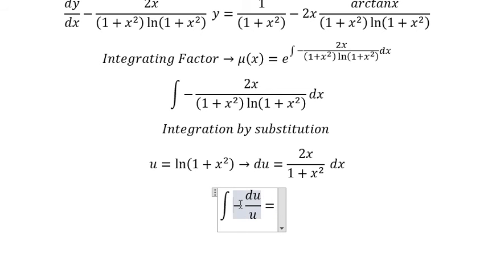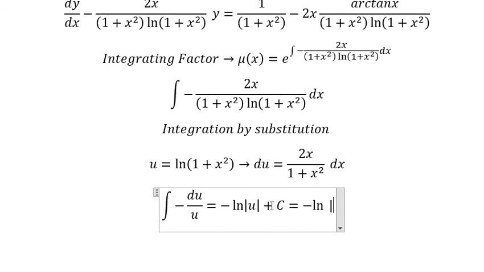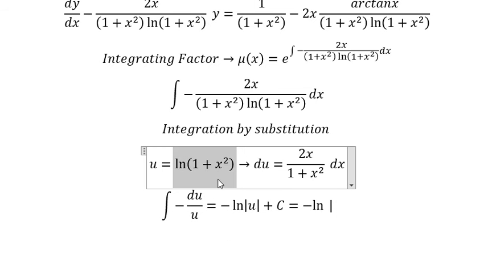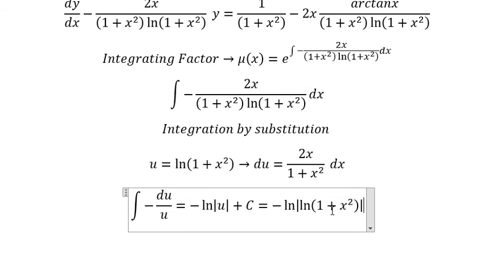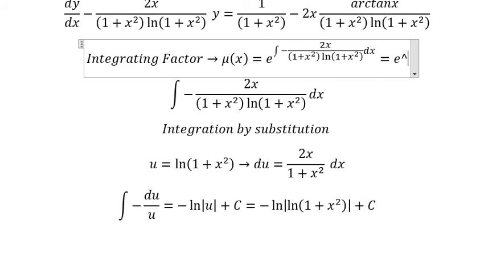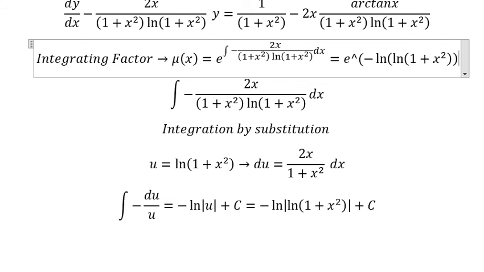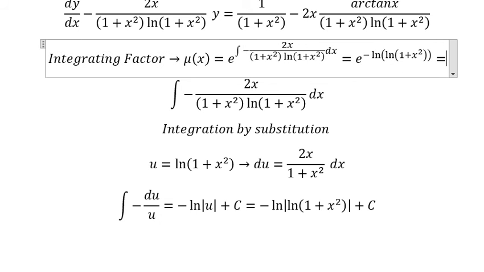So the integration of this one, we have negative ln of the absolute value of u, and then I will put c. About u, that is this one. Now in this situation, we don't need to use the absolute value in here. Next, I will put the negative inside the natural log in here.